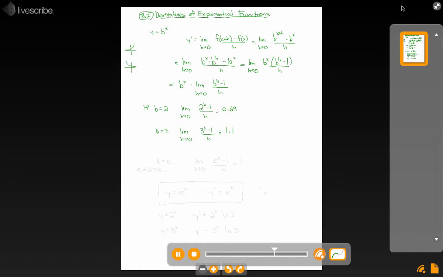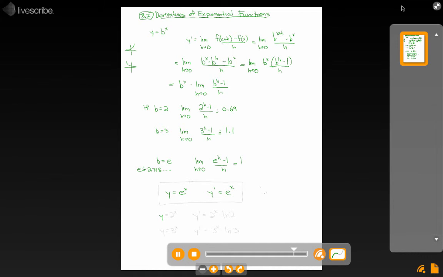It turns out there is one number that gives me an answer of 1 there, and that doesn't seem like a big deal. If instead of b we use the letter e, the number e, which again, remembering that e is 2.718 decimal, if you put that into this limit, e to the h minus 1 over h, the answer here is 1. Now what that means is something actually pretty remarkable: if you have the function y equals e to the x, the derivative of that function is y equals e to the x.